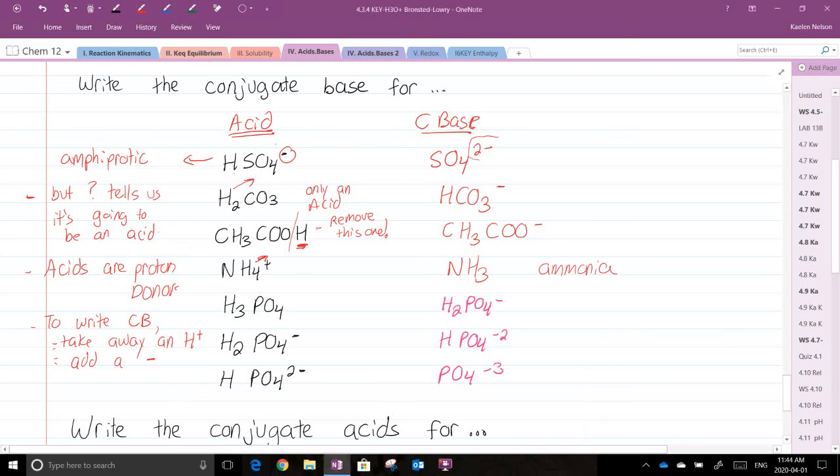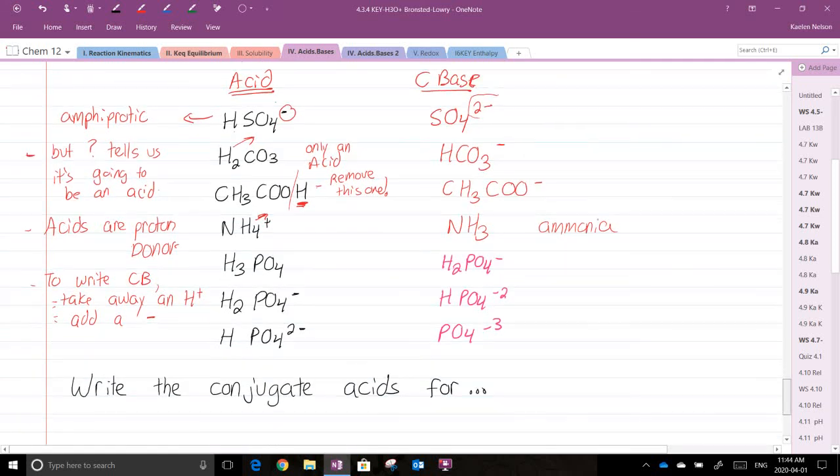Okay, and there's our last three finished. The last one should be PO4 minus 3. It's not written all that clear. There we go. And as you can see, again, some of these should be ions that you recognize from the back of your periodic table.